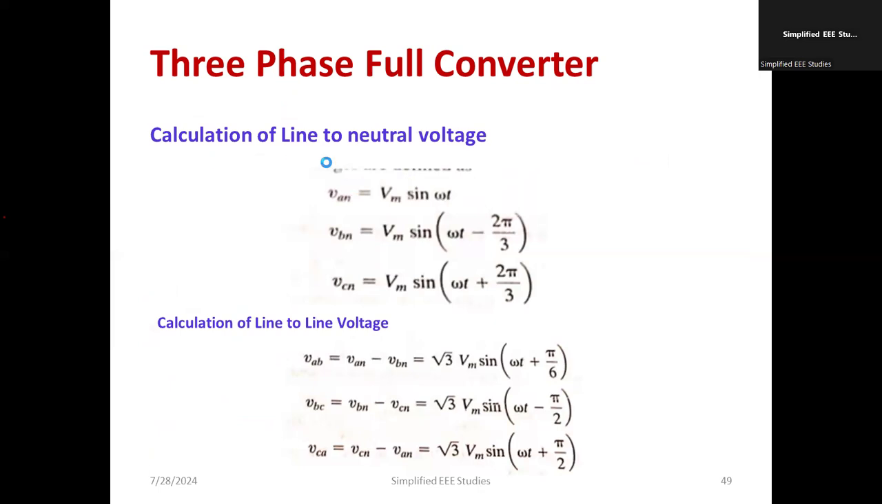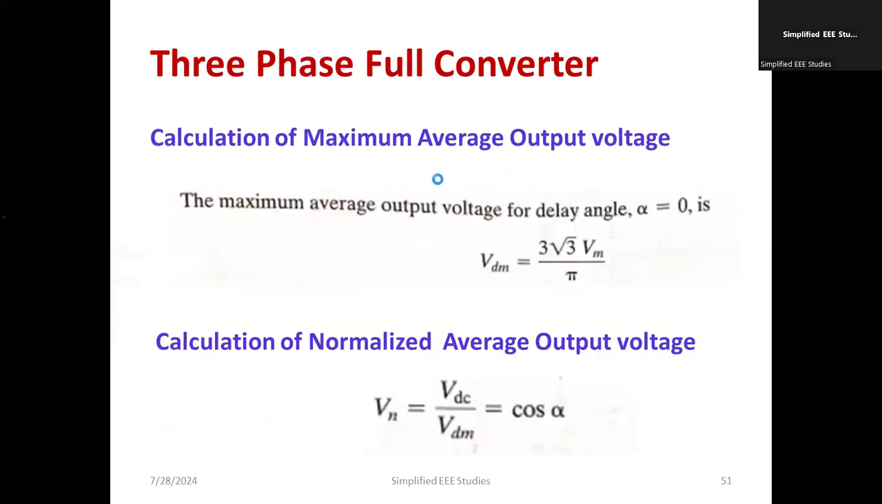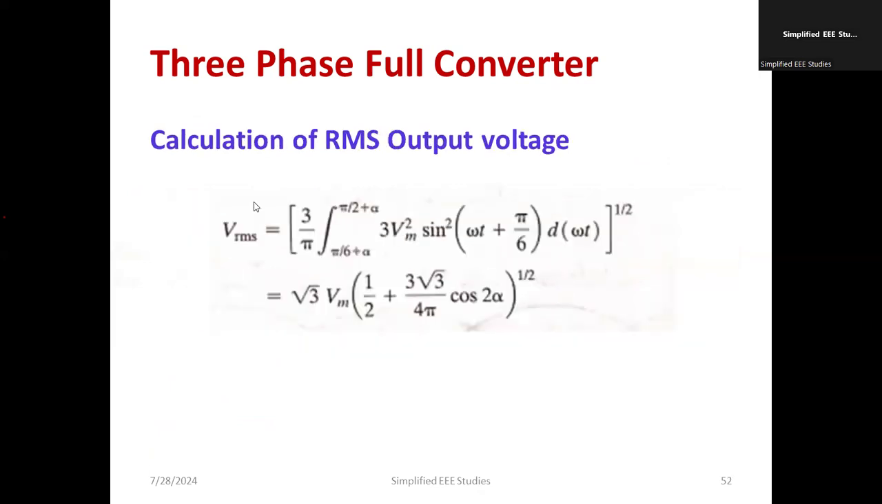So initially I computed the line to neutral voltage. Later the line to line voltage. Then I calculated the average output voltage, then the maximum average output voltage. Later, I took the ratio of the average output voltage to the maximum average output voltage. Finally, I got the answer cos alpha. Then I could compute the RMS output voltage, and the expression is given here. So this is a brief idea about the three-phase full converter.